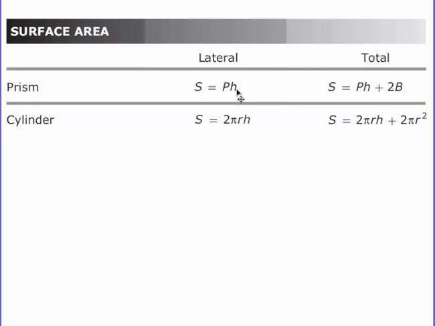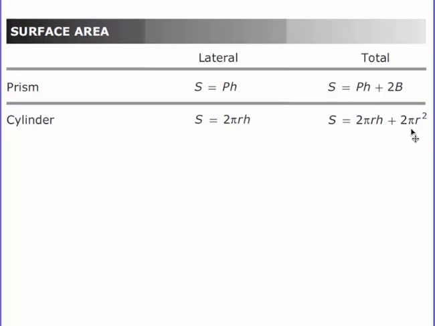So for lateral surface area, we'll use a formula of PH. For total surface area, we'll use a formula capital PH plus 2B. And we'll look at what those mean in just a few minutes. For a cylinder, you'll notice that we do have pi in there, because all circles have pi when we're using that.